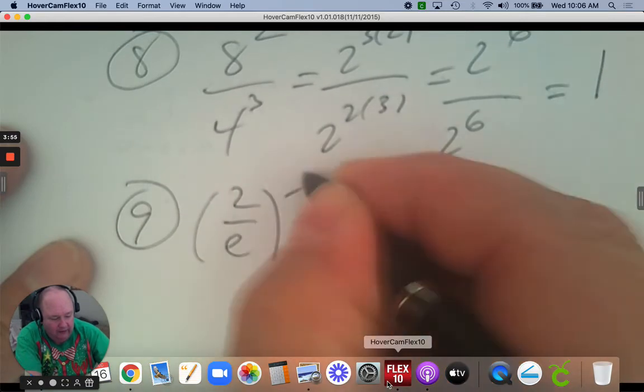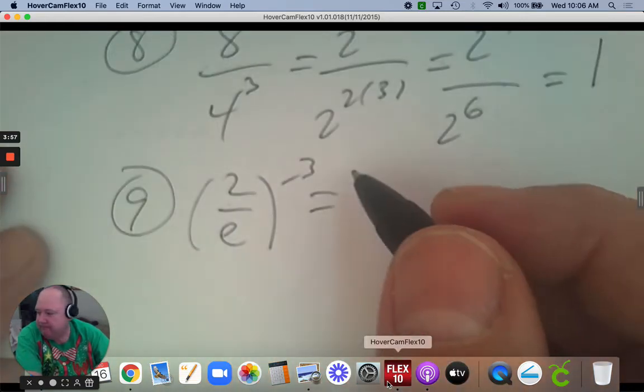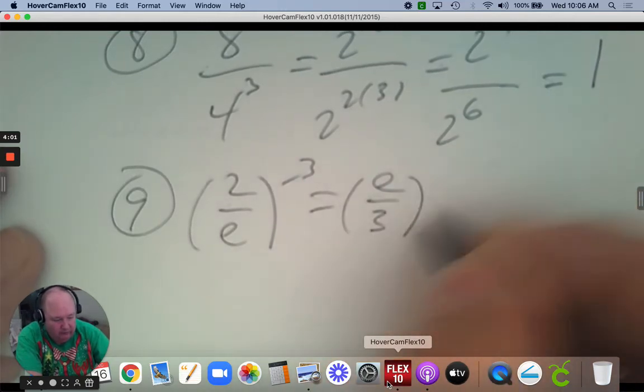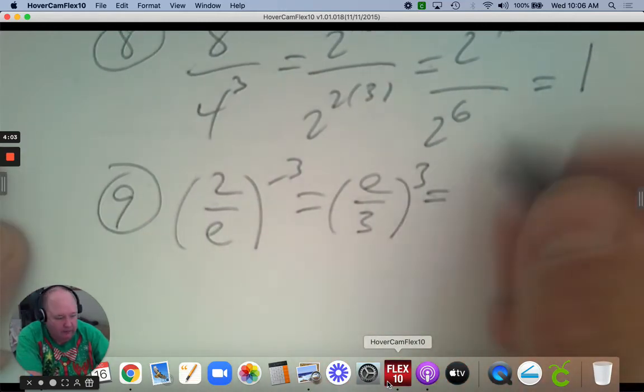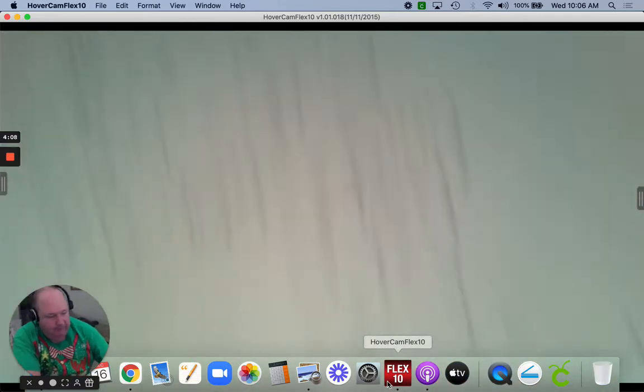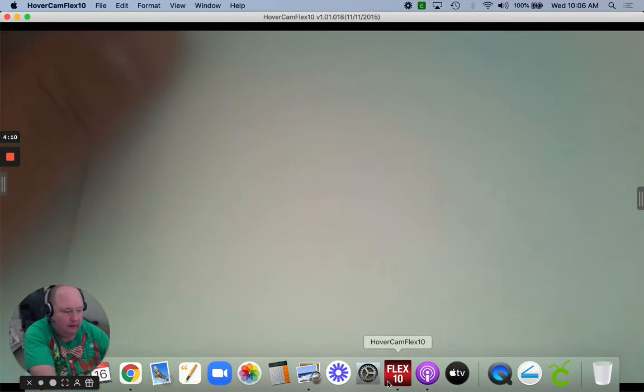Number 9. These are just pre-calculus practice questions with exponentials. 2 over e to the negative 3. So the negative exponent means reciprocal. The exponent 3 belongs to both, and you have your answer.